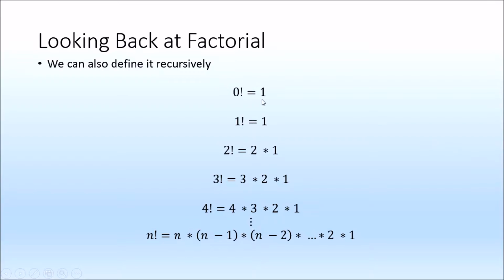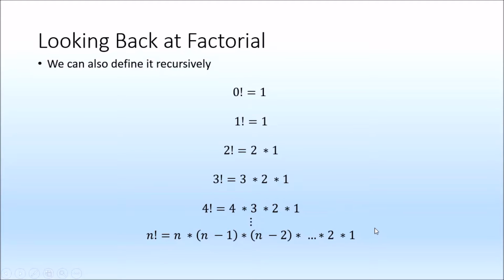So we know 0 factorial is 1. That's given. And we know 1 factorial is also 1. Now 2 factorial, we notice, is 2 times 1. 3 factorial is 3 times 2 times 1. 4 factorial is 4 times 3 times 2 times 1. And n factorial is just n times n-1 times n-2 all the way down to 1.